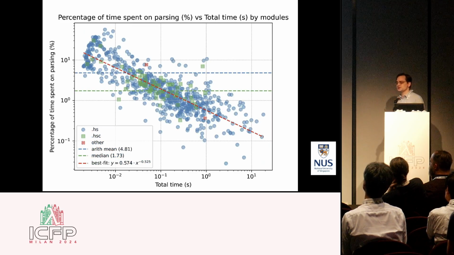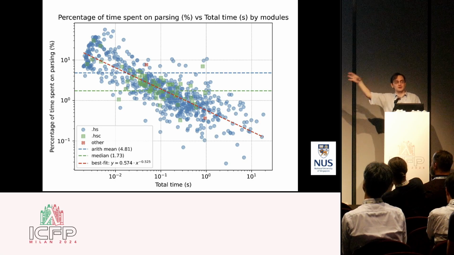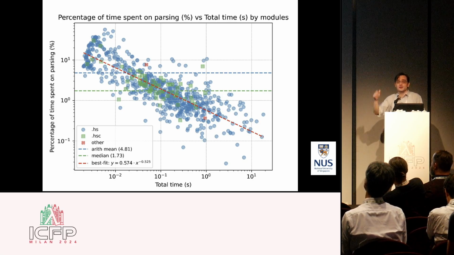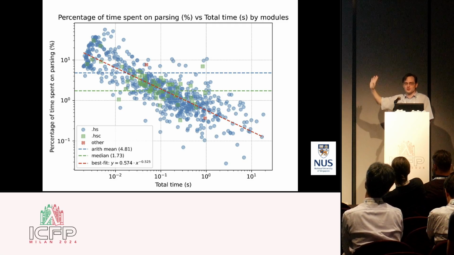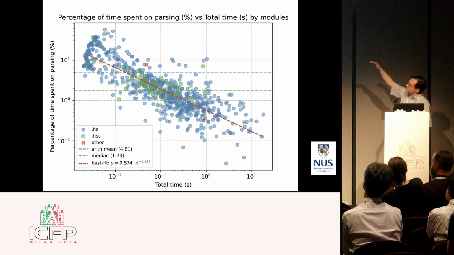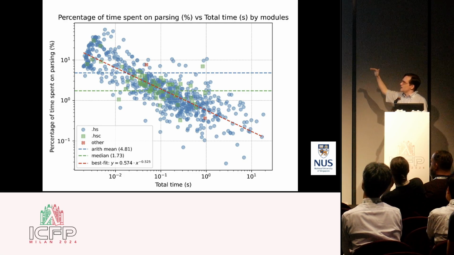If we change the axes to both be logarithmic, it's a little bit easier to see that there's some sort of a power law going on here. In fact, because the best fit is a square root, I suspect that something else in GHC, not the parser, because the parser should be linear, is going quadratic. So there's something going on in GHC's general performance. The median performance then becomes, that's the green line, 1.73% of time being spent on parsing.